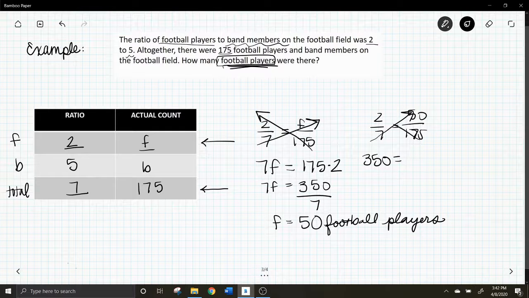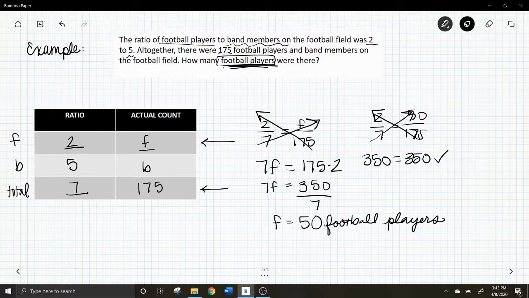Is it equal to 175 times 2? Yes, so we know that we got that example correct. So remember, your steps here are to draw your ratio box, fill it out according to the given information, determine which row represents the information you want to find, and then set up your proportion.